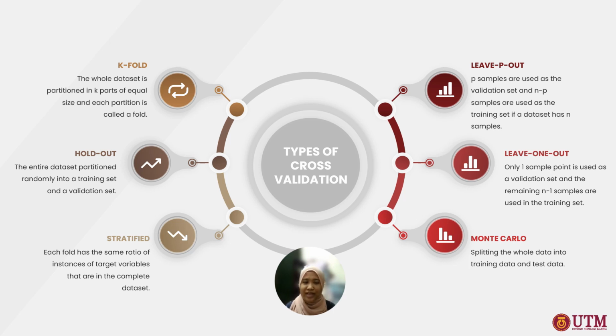It is also known as shuffle split cross-validation and repeated random subsampling cross-validation. The Monte Carlo technique involves splitting the whole data into training data and test data. Splitting can be done in any percentage, as long as the percentages are different.